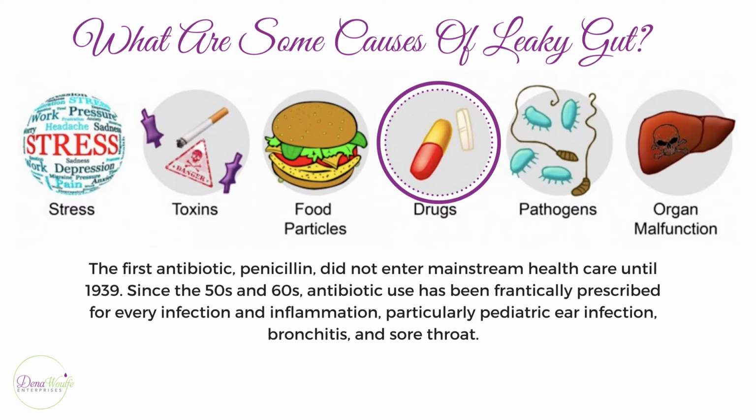Now we're going to want to understand some of the causes of leaky gut in order to start reversing some of its effects, right? And some of the symptoms that cause it. So looking at us as a society as a whole, we were first introduced to an antibiotic, penicillin, and that entered mainstream healthcare in about 1939. Since the 50s and 60s, antibiotics have been prescribed frantically for every infection, including inflammation, particularly pediatric ear infections, bronchitis, sore throat, you name it, right?